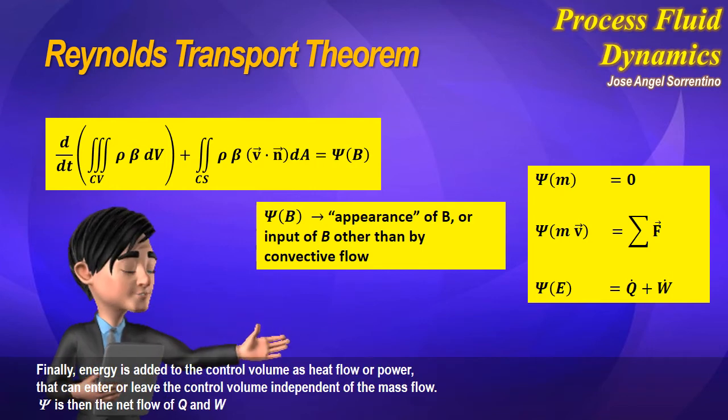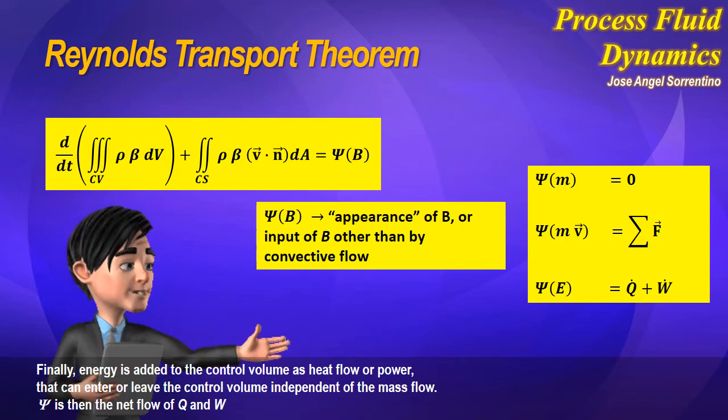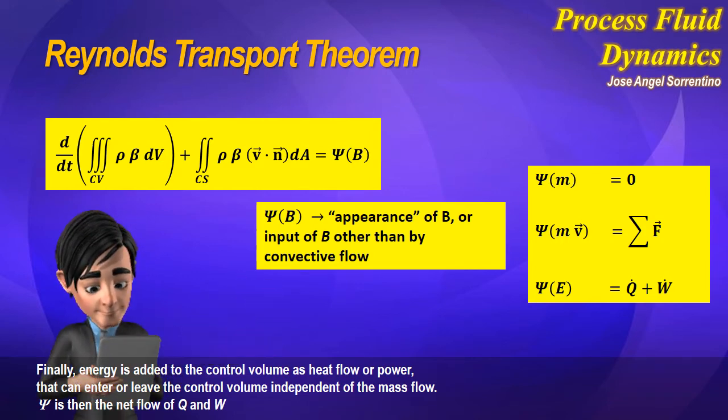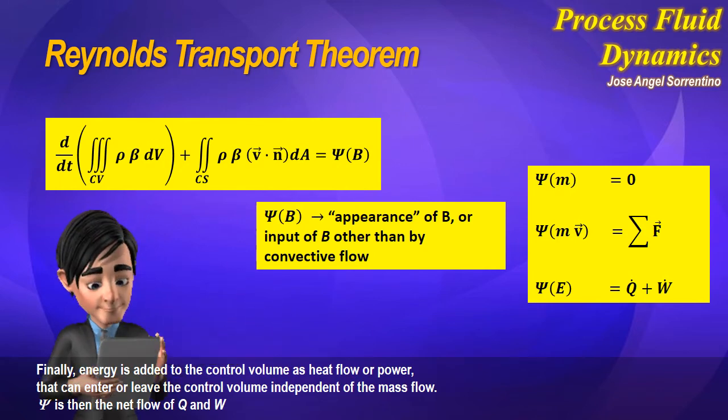Finally, energy is added to the control volume as heat flow or power that can enter or leave the control volume independent of the mass flow. Psi is then the net flow of Q and W.